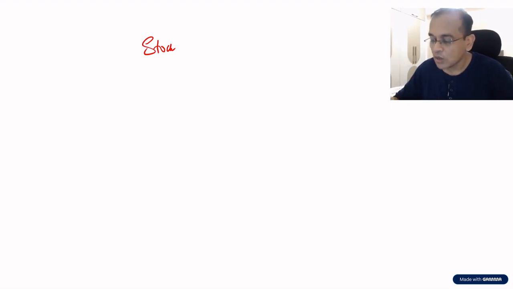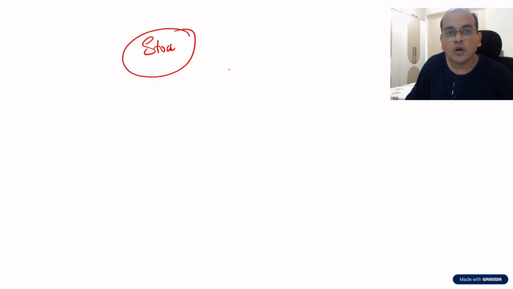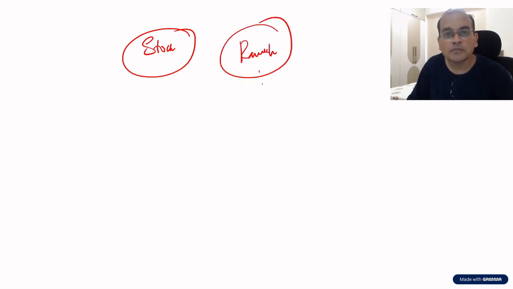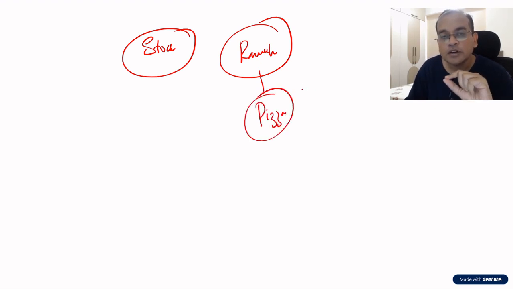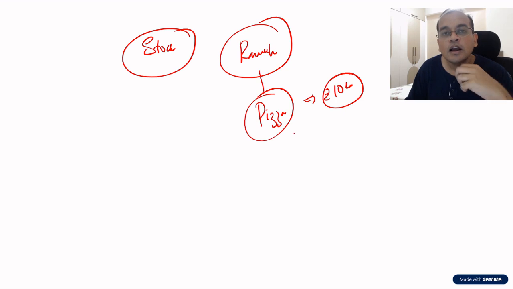Now, when I say a stock, before that, we need to understand how one starts a company. For example, imagine that your name is Ramesh. You are Ramesh, and you want to start a pizza company, probably something in the line of Pizza Hut. You have calculated and understood that you need 10 lakh rupees to start this business of making pizza. So you want to start this business, and the required fund is 10 lakh rupees.